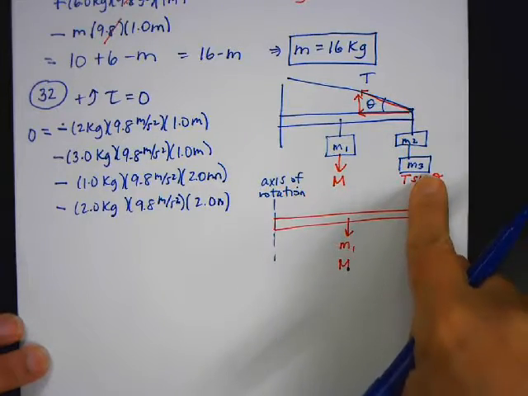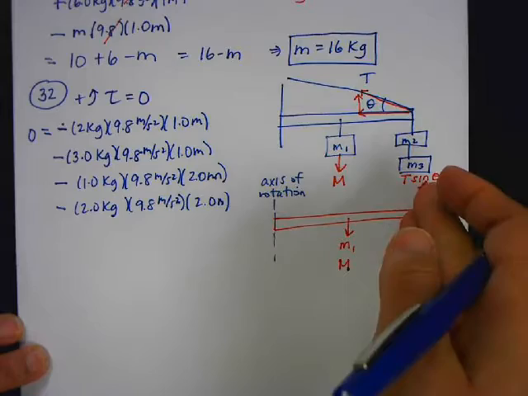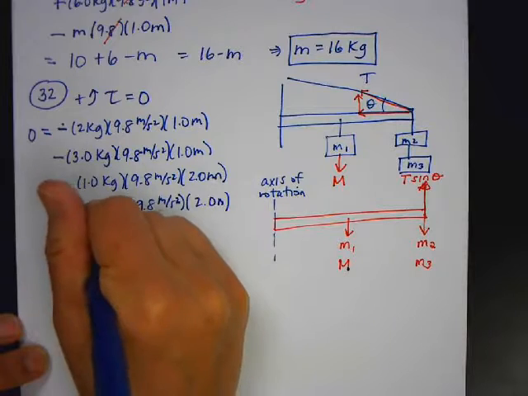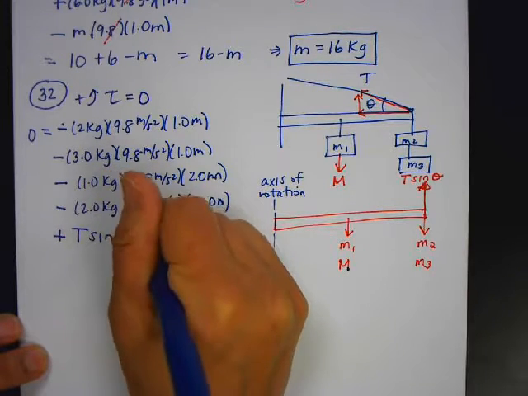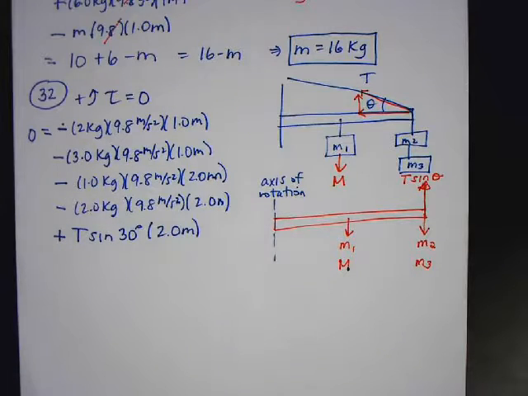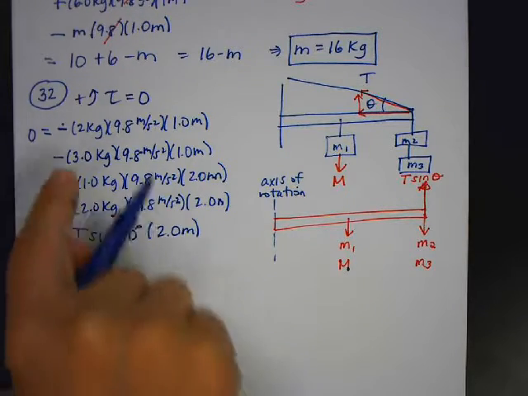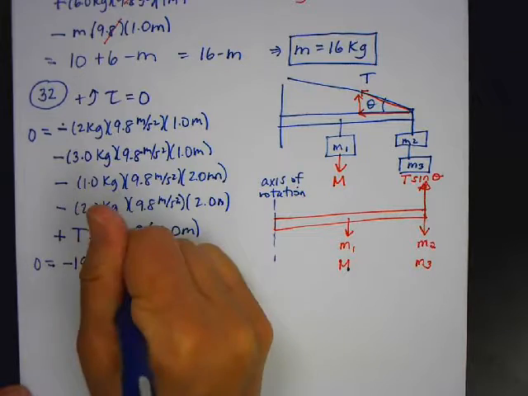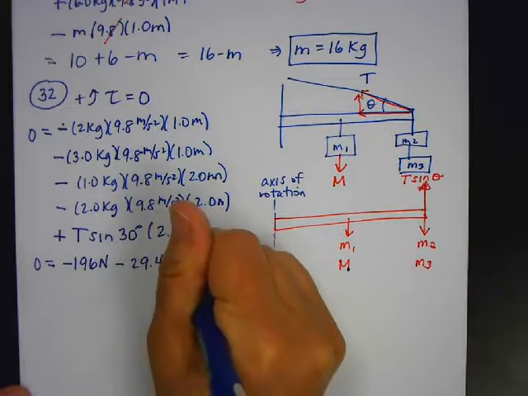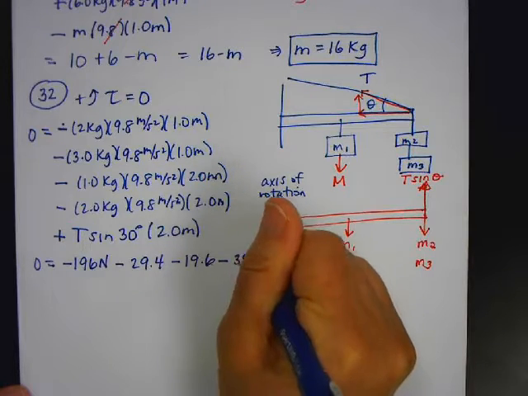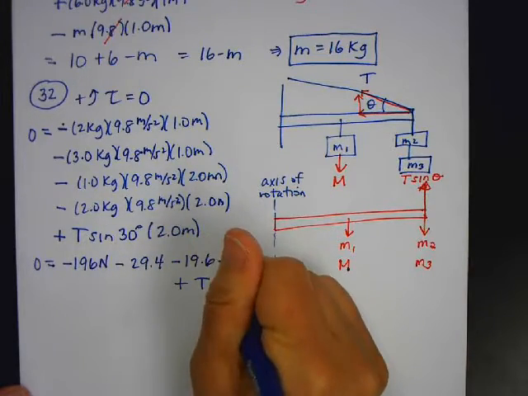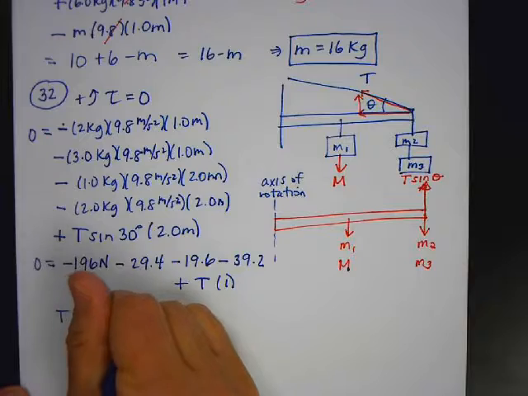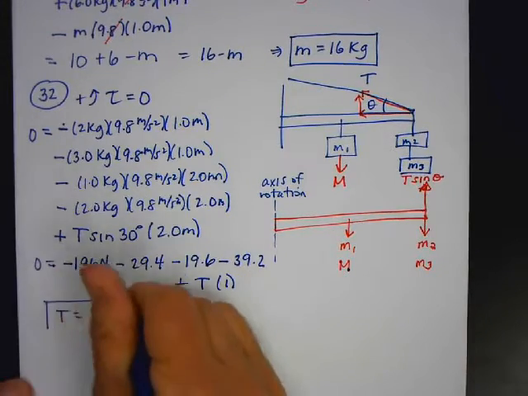And then last, going up, is this vertical component of the tension. That vertical component of the tension is going counterclockwise, which is positive. So this is going to be plus T sine of 30 degrees times 2 meters, and that's all equal to 0. Now I'm going to do the math. So 0 is equal to minus 196, minus 29.4, minus 19.6, minus 39.2, plus T times 1, is equal to 0. When I add all these up, T comes out to be 284.2 newtons.